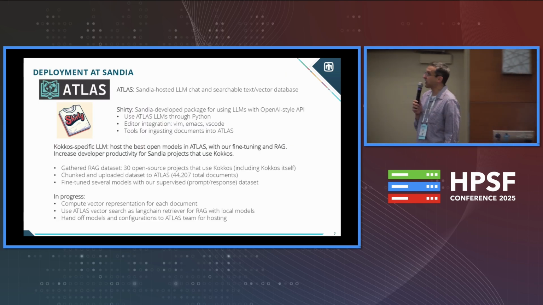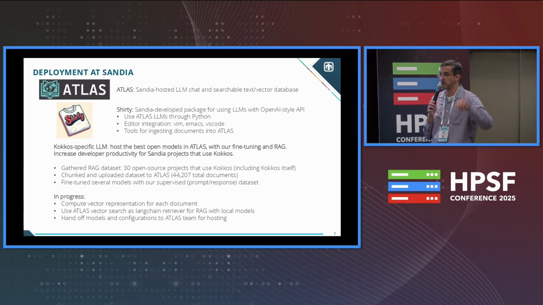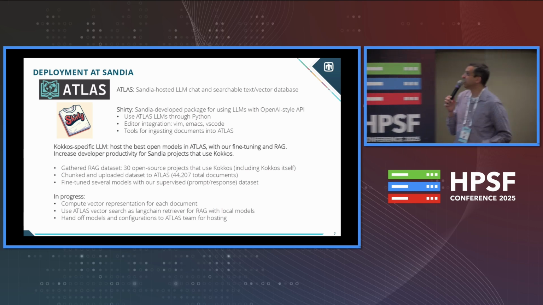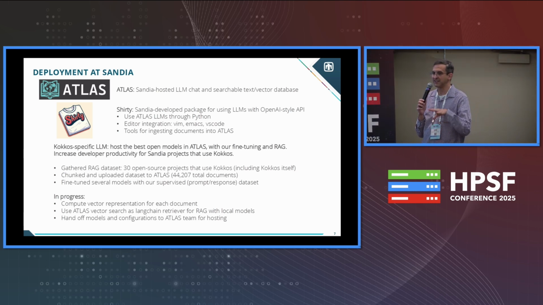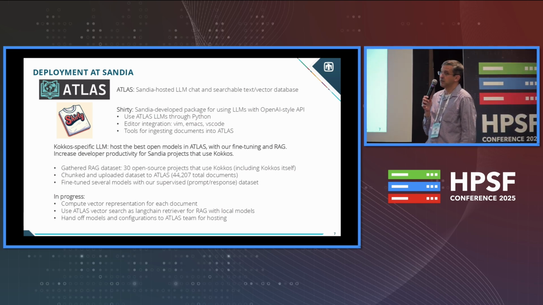So we are actually working on deploying some of this at Sandia. We've got two internally hosted resources. There's Atlas, which is our internally hosted web chat, and there's Shirty, which is our OpenAI-style endpoint. One of the cool things about that is we've got editor integration through Shirty with Vim, Emacs, and VS Code. And then we've also got RAG solutions deployable via both Atlas and hopefully Shirty. And then we've collected our RAG data set of like 44,000 Kokkos-using bits from 30 different repositories that we hope to be able to use to deploy an AI tool for writing better Kokkos code at Sandia.